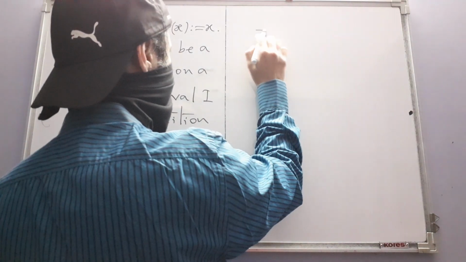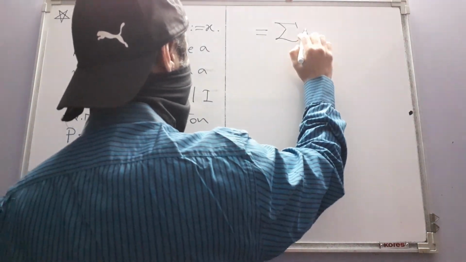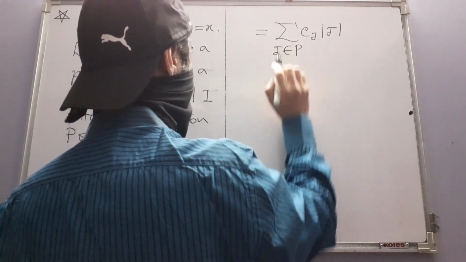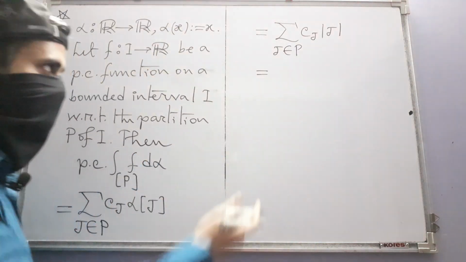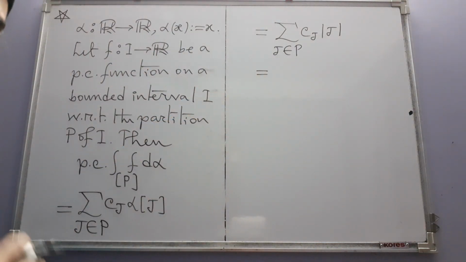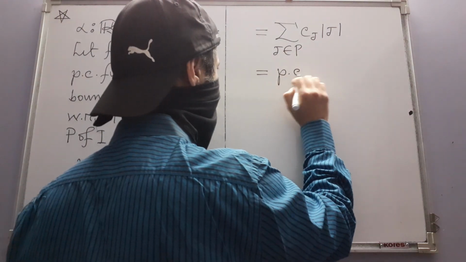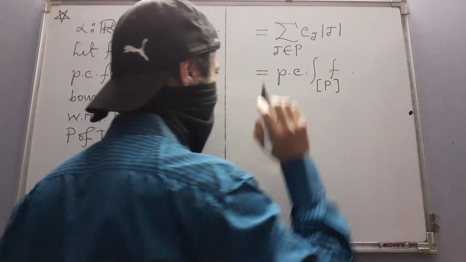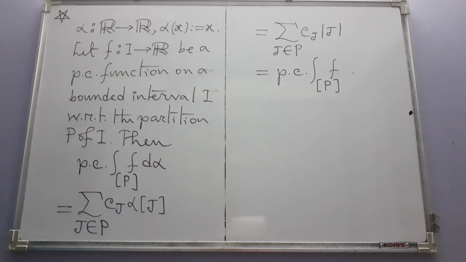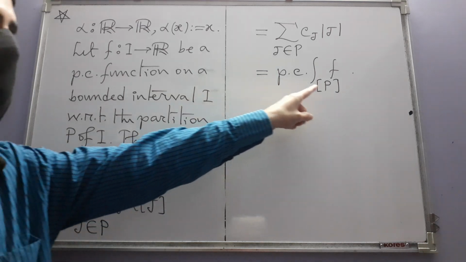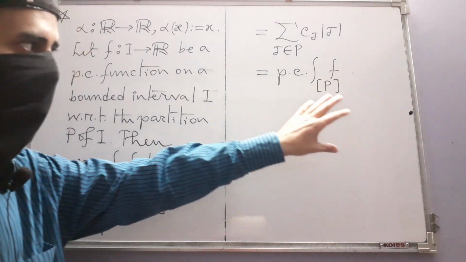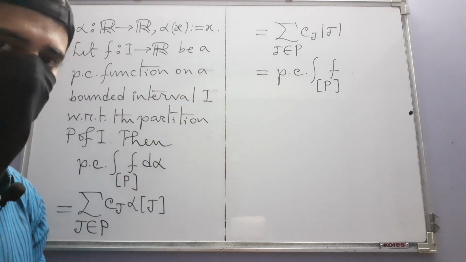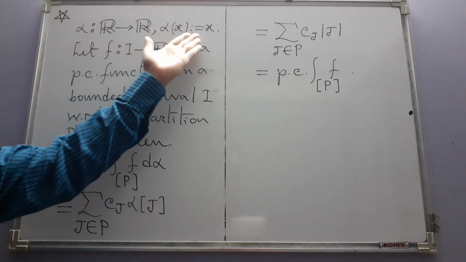So the sum now becomes this. But if you recall, this is just our ordinary PC integral of f on I with respect to the partition P. So this tells us that our ordinary PC integral of a PC function is in fact a special case of the general, somewhat more general PC Riemann-Stieltjes integral. And the special case corresponds to this alpha.